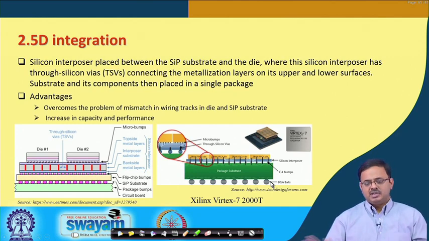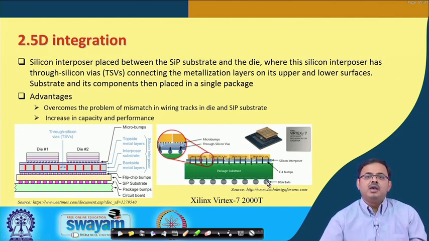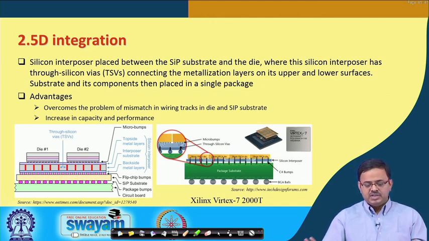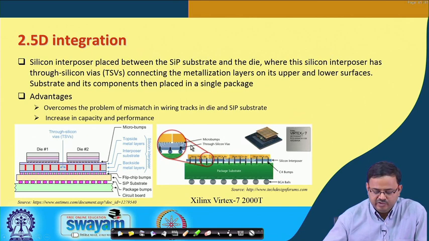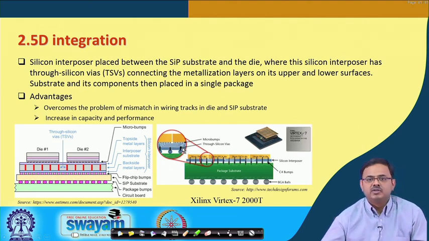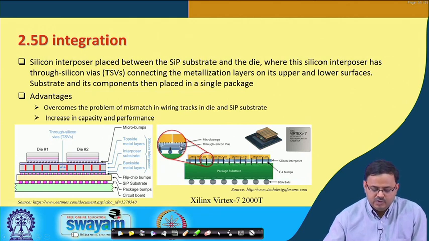It can be PGA also. This last level of interconnect can be ball grid array, can be land grid array, can be pin grid array, but you see this. And if you do take a zoom view, what you see is you have these micro bumps at the first level, and then you have the through silicon vias, and then you have the larger bumps over here. So, this interposer helps in overcoming the mismatch between the smaller bumps and the larger bumps.